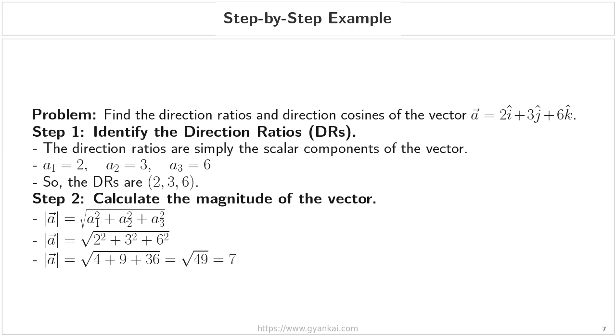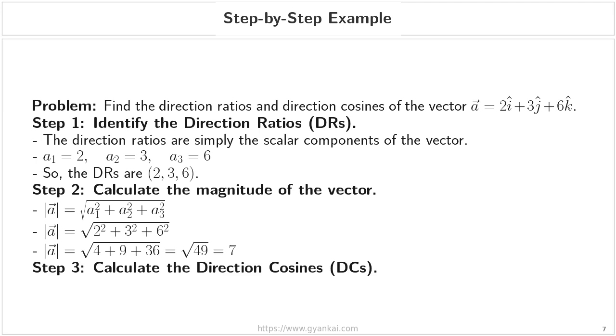To do this, we use the magnitude formula, which is the square root of a sub 1 squared plus a sub 2 squared plus a sub 3 squared. Plugging in our values, we get the square root of 2 squared plus 3 squared plus 6 squared. When we calculate the squares, that gives us the square root of 4 plus 9 plus 36. Adding those together, we get the square root of 49, which simplifies perfectly to 7.